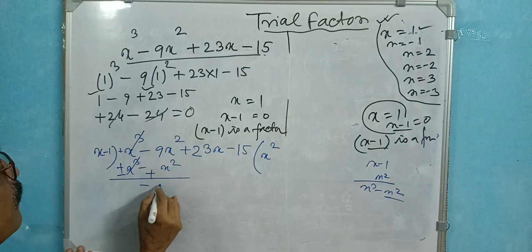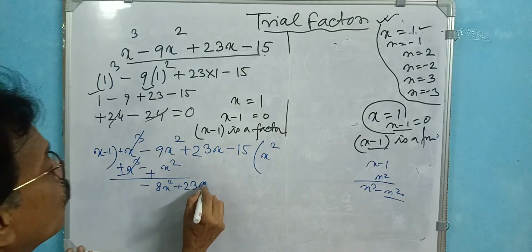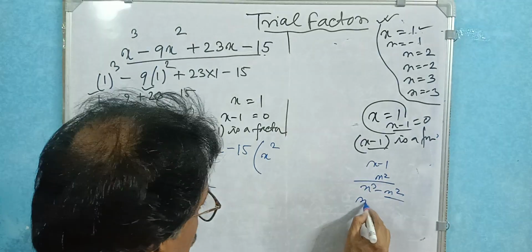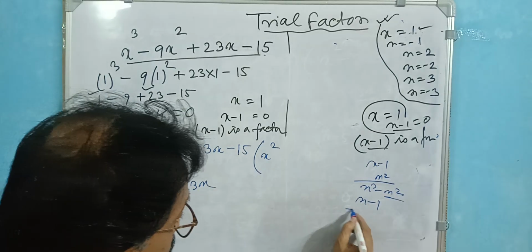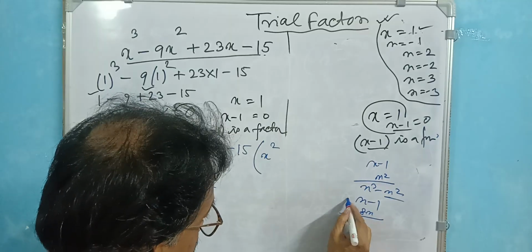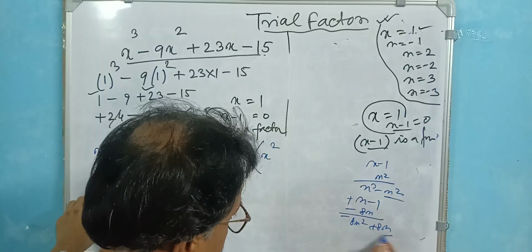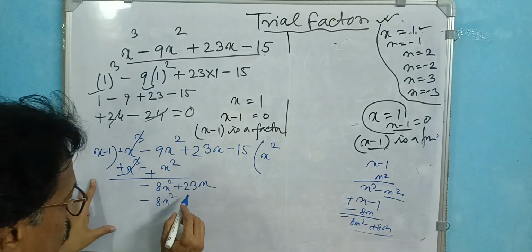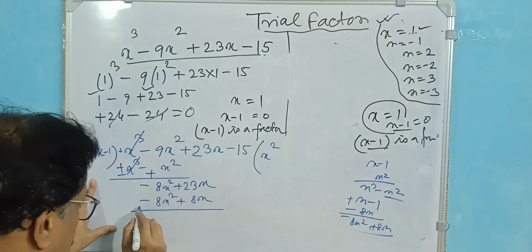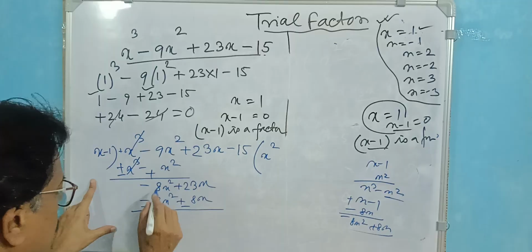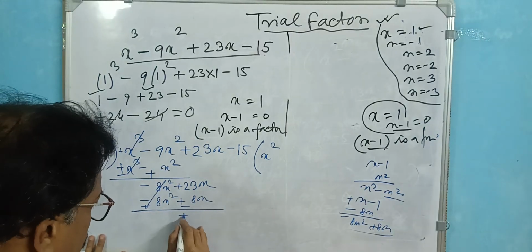And this gives minus 8x square plus 23x. What is your target? x minus 1. Your target is minus 8x square. So minus 8x times x minus 1 gives minus 8x square plus 8x. Your target is this, so plus 8x, because ultimately it is cut off and 0. Now this is opposite sign, plus 15x.